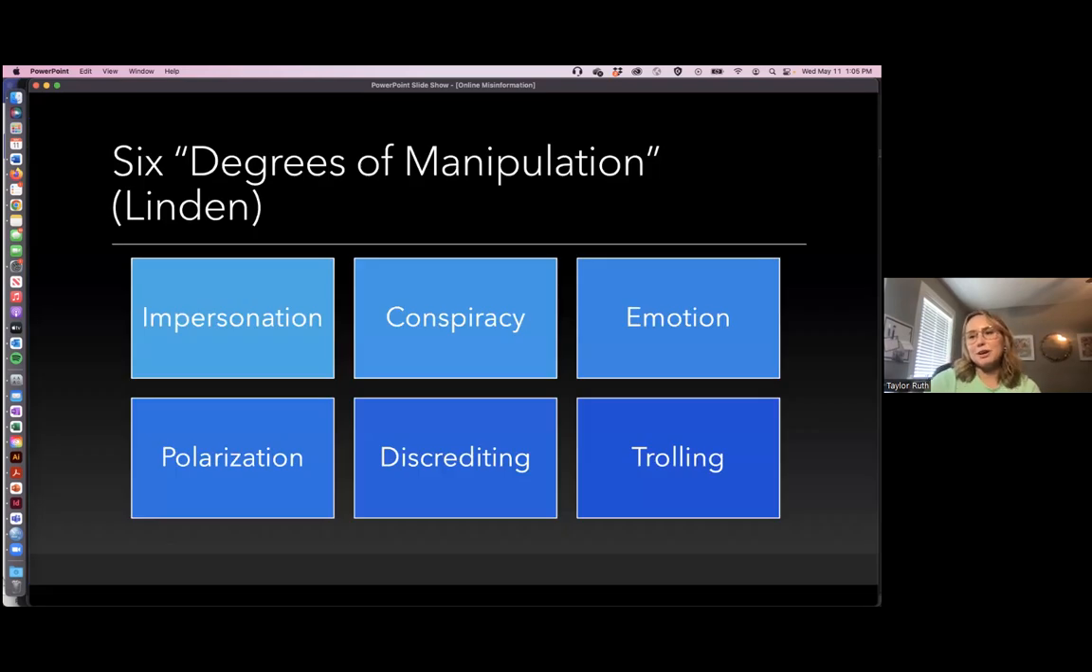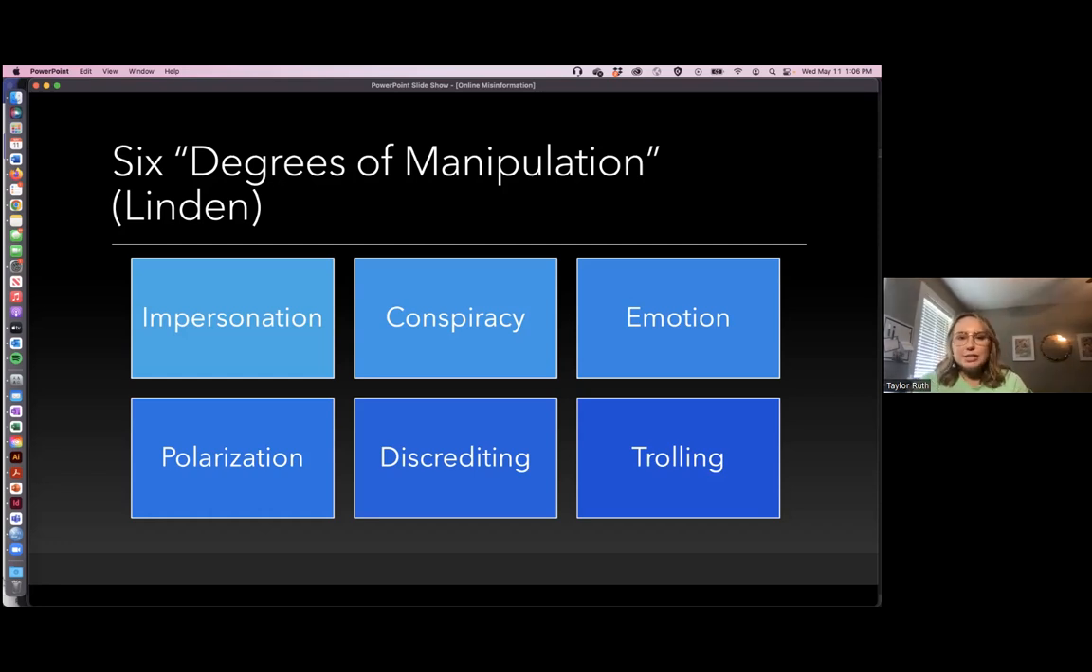So when I was preparing for this, I came across these 6 degrees of manipulation that a researcher, Linden, put together. And I thought it was really interesting to look at these and to look at how people are creating this misinformation, or more likely this kind of purposeful disinformation online related to these different topics in politics or in science, and going through each of these.